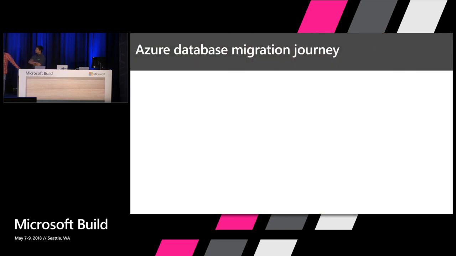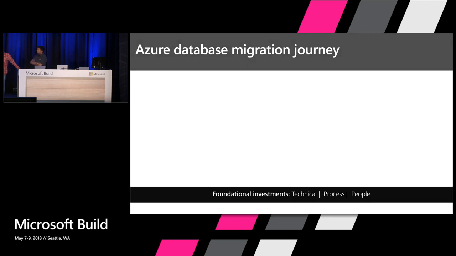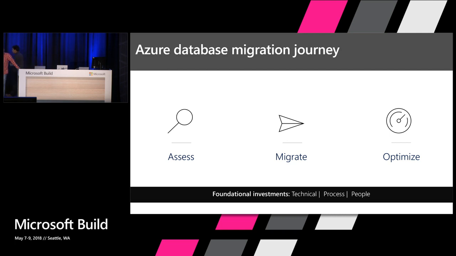So if you look at the actual database migration journey, it includes 3 major phases: assessment, migrate, and optimize. In assessment, you want to assess your entire data estate and your application stack, and understand which applications are ready to move to the cloud. That is the phase where you identify the applications that can be moved to the cloud.